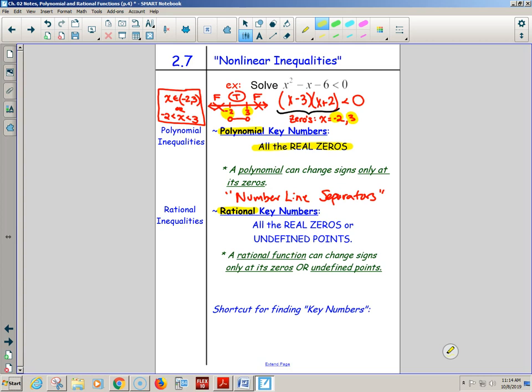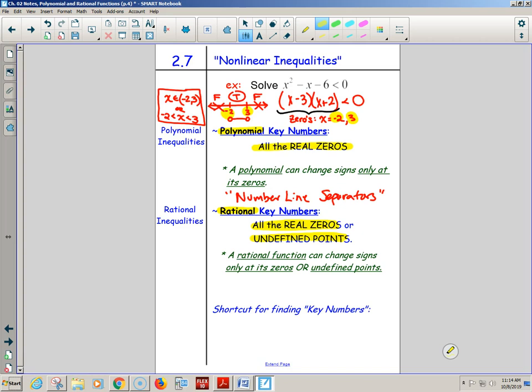Rational. Polynomial key numbers that we're going to use as separators in the number line are the zeros. Rational key numbers are going to be the zeros or the undefined points.